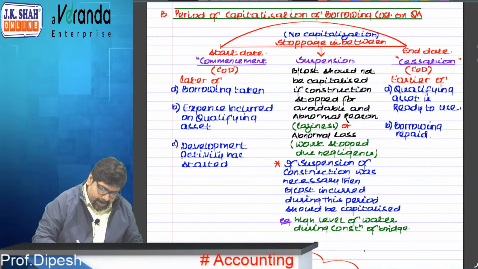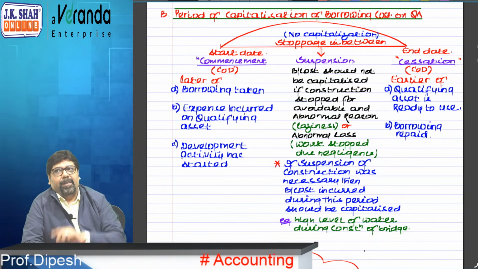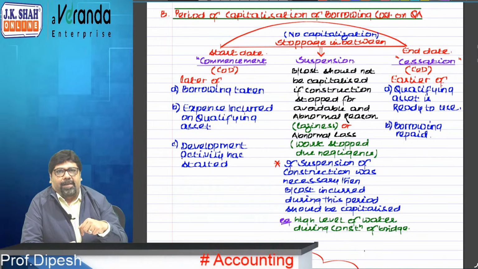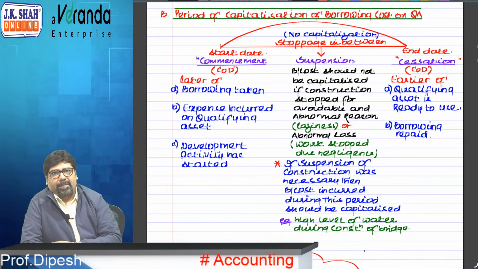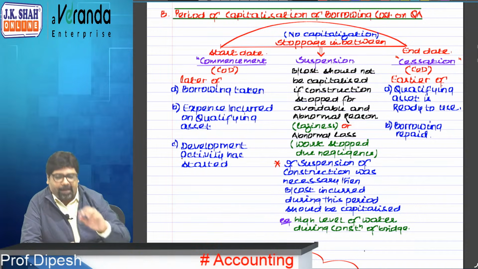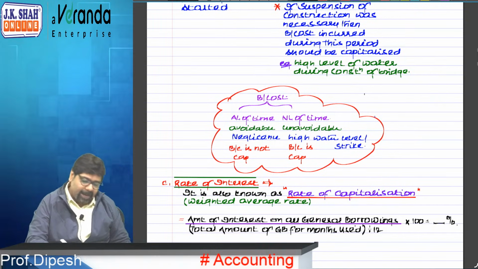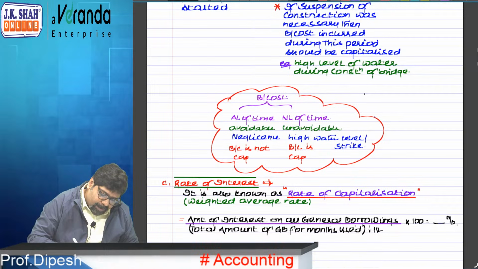Common sense. If you have stopped the work in between, which was within your control, then that is abnormal loss. But if you have stopped the work due to some abnormal activities which are not within your control, that you will remove. So abnormal loss of time, avoidable, negligible: borrowing cost is not capitalized. Normal loss of time, unavoidable, high water level, strike: borrowing cost is capitalized.